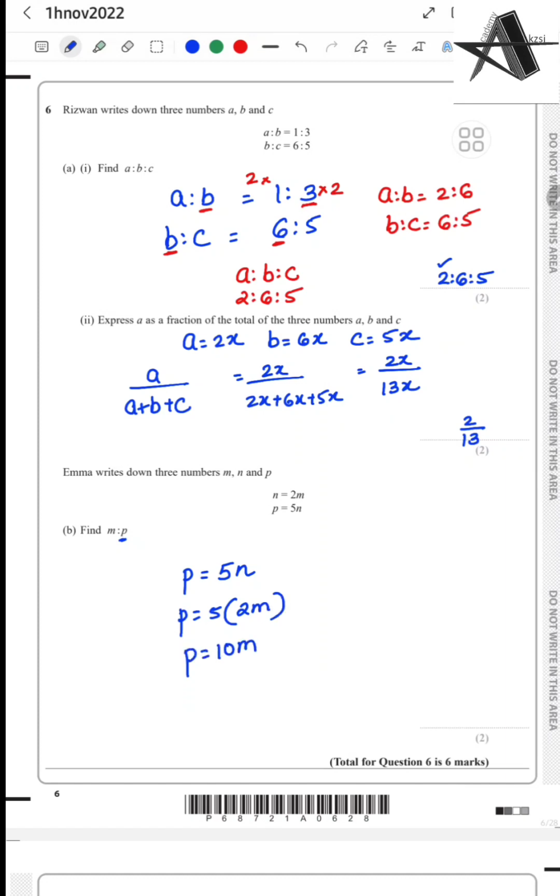Now I have converted them into the same form. M is in terms of M already and P is in terms of M as well. So now if I divide M ratio P, M is just M and P is 10M. That means M over 10M. Cancel it out. Answer is 1 over 10 or 1 ratio 10. That's your final answer.